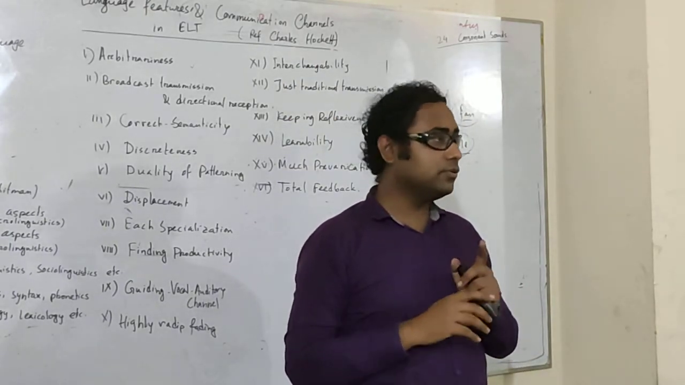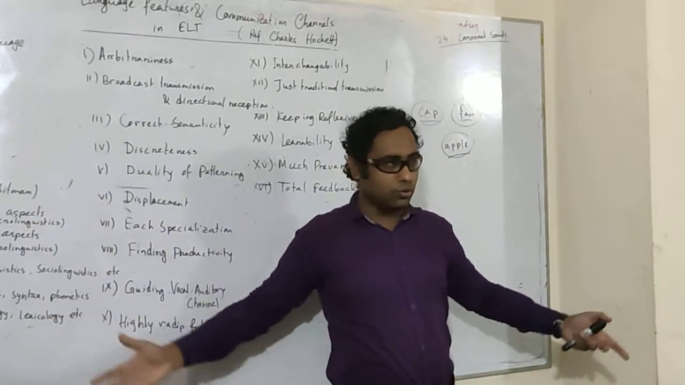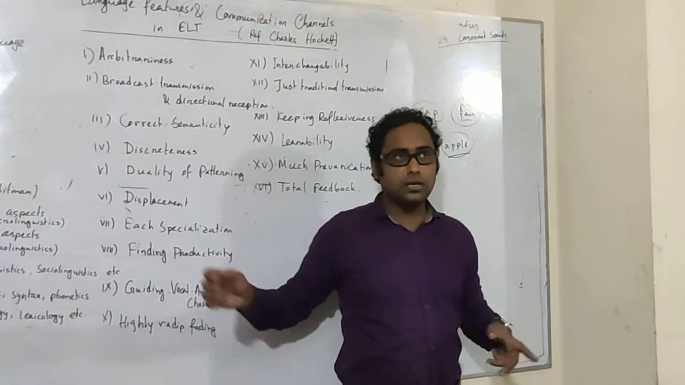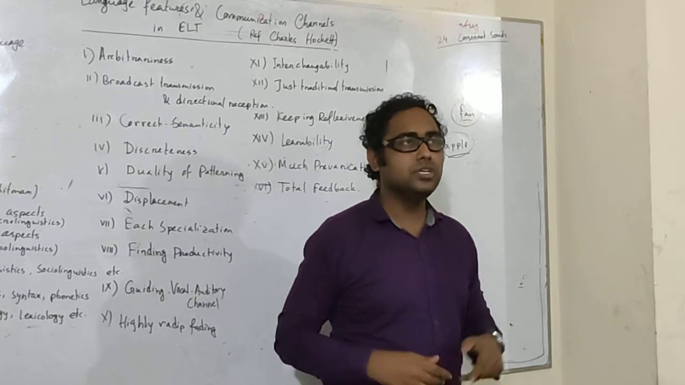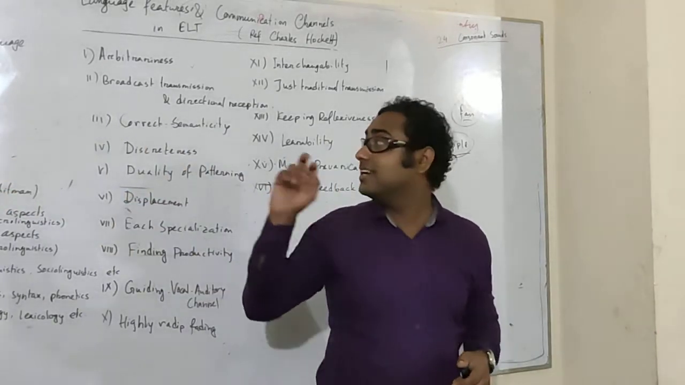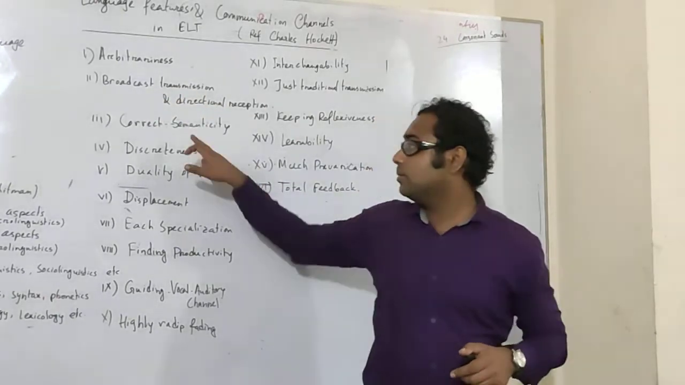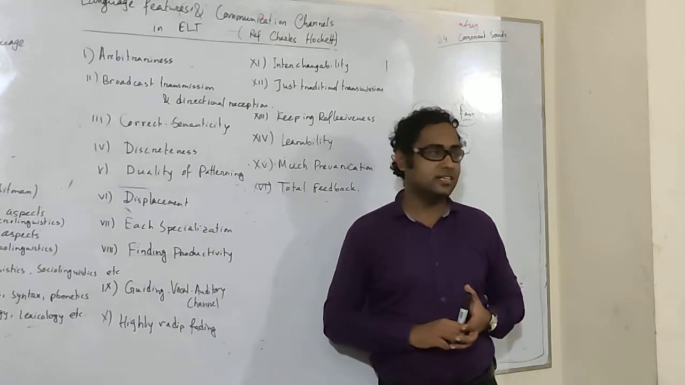Another example, let me give you. News. When everybody is sitting down in a room, everyone is talking, but you are listening to news. You are not concentrating on other sounds. That is called broadcast transmission and directional reception. Number one. Number two, semanticity.